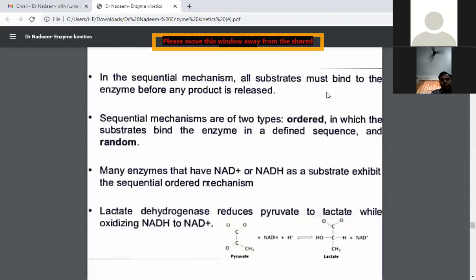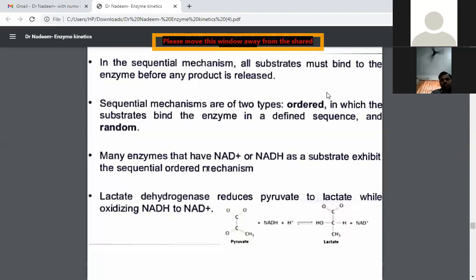In sequential, it is again of order type. What is the difference between order and random? In the case of order, the substrate binds the enzyme in a defined sequence. Okay, not randomly. [Hindi: There is a place on the active site with a sequence; the substrate will bind only there, compatible with that sequence. In random it is not specific; the substrate can bind anywhere on the active site of the enzyme, there is no particular sequence of binding.]